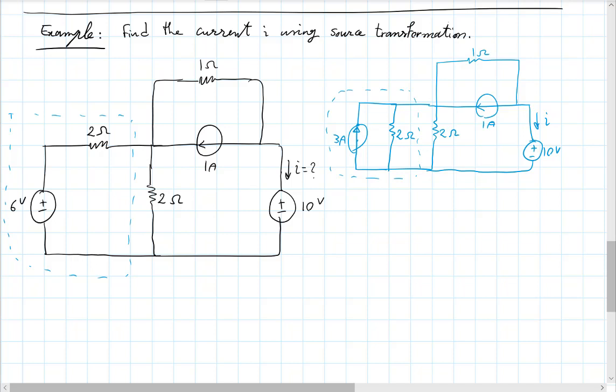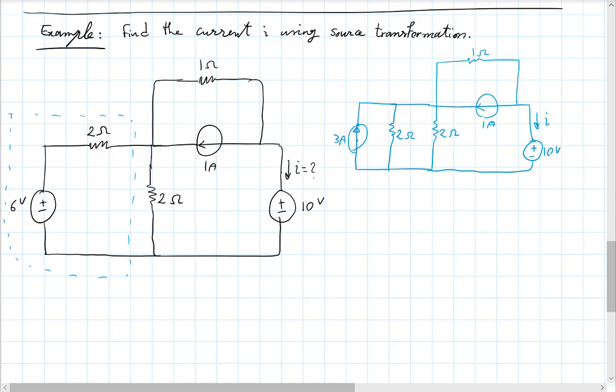Now this box that I drew here, this was artificial. There isn't really a box, right? So I'll erase it. Now maybe you see things a little better. These two 2 ohm resistors are in parallel with each other. They have the same voltage drop between them.